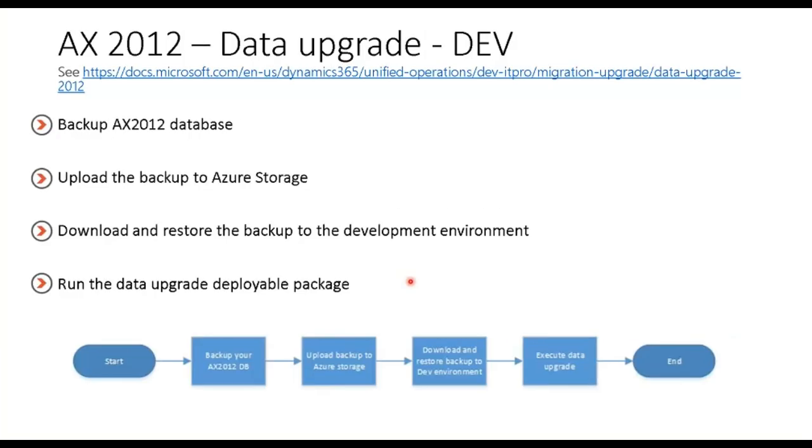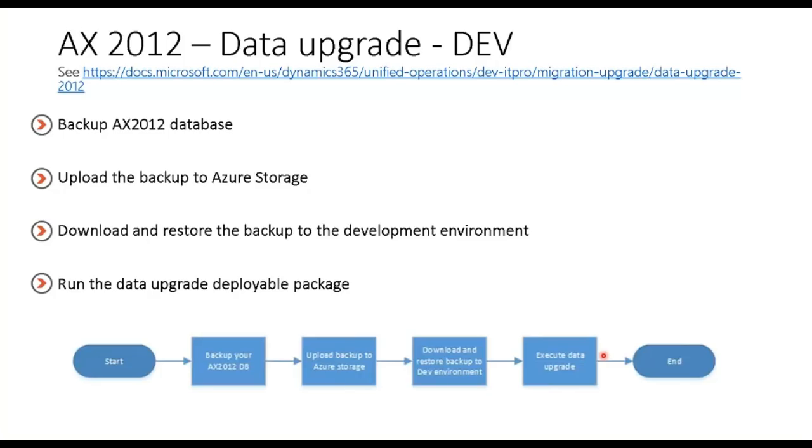So let's take a look. You would back it up to Azure Storage, and there's a command line tool to do that. You would do a regular backup and run the deployable package, the data deployable package. This would upgrade the data in your development system. And then you can take a look. Maybe some of those data scripts fail. That's fine. You can mark them as failed and continue afterwards. You can start working through the errors.